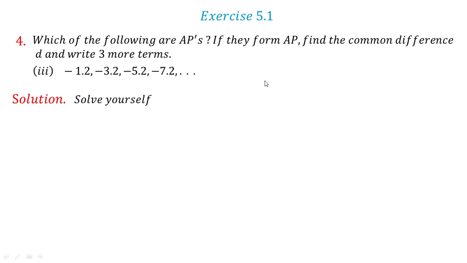Again here, you have to check whether this is an AP or not. So you will take the difference. So minus 3.2 plus 1.2, it will give minus 2. So everywhere you are getting minus 2. So this is an AP. And now you can find the next 3 terms. So minus 7.2, then you will find minus 9.2, minus 11.2, and so on.